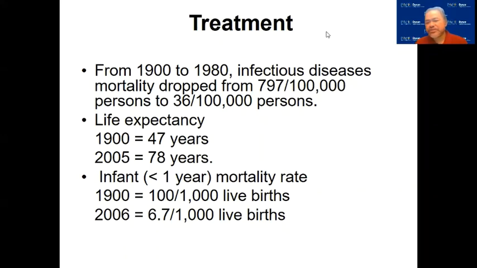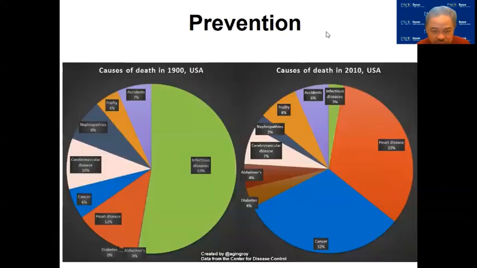Now, for the infant mortality rate, this is for less than 1 year old. In 1900, 10% of live births would die because of infectious diseases. But a century later, only 6.7 out of 1,000 live births died due to infectious diseases. And as I told you, antibiotics is one that treats if not prevents diseases.